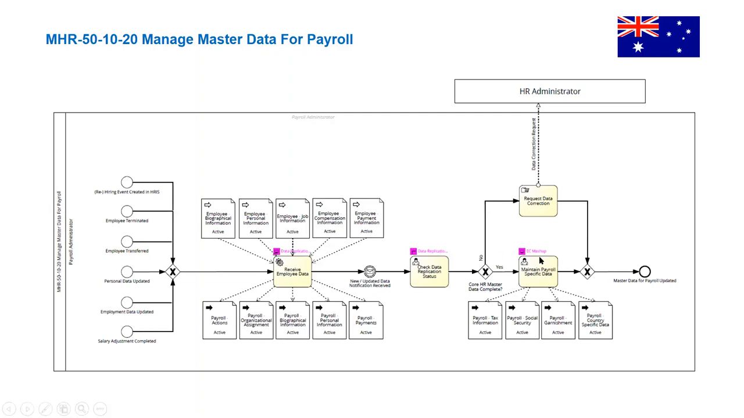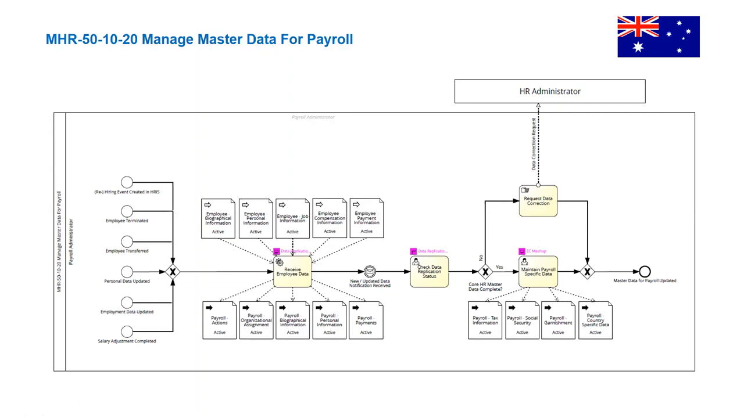Similar to the EC mashup, maintain payroll specific data. In that case, in the EC mashup, whatever fields or infotypes you have on-premise, you will be able to see in your EC payroll. All those payroll specific data, country specific data.